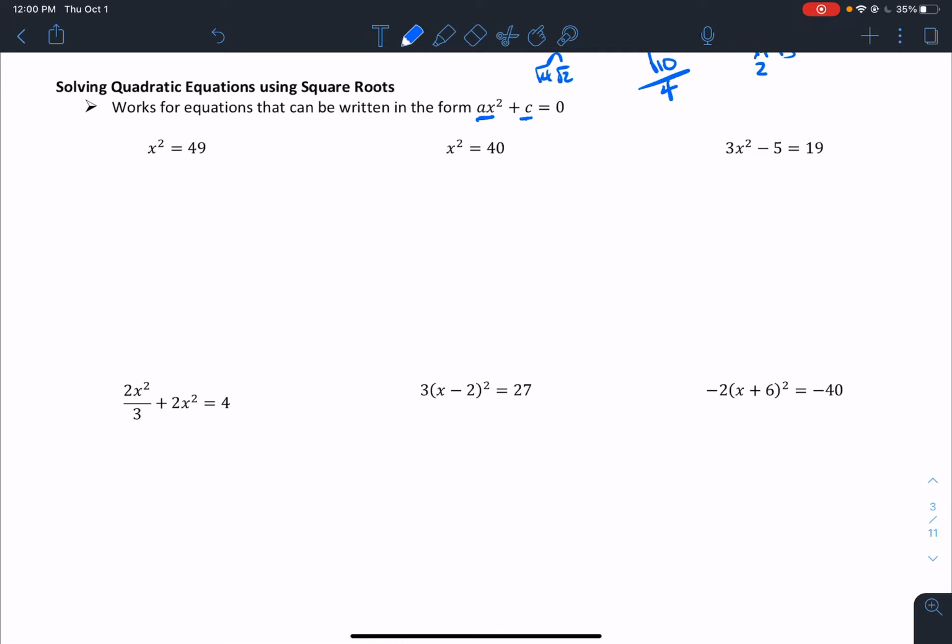So for example, x squared, that's isolated. So now I'm going to take the square root of both sides. And x will equal the plus or minus square root of 49.